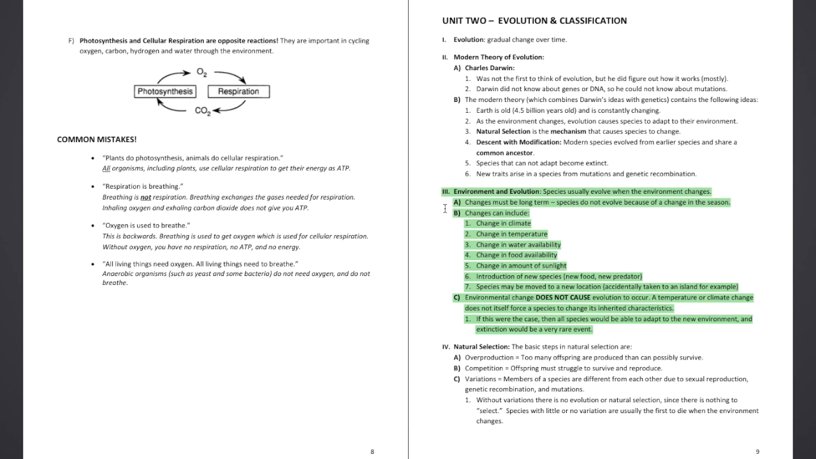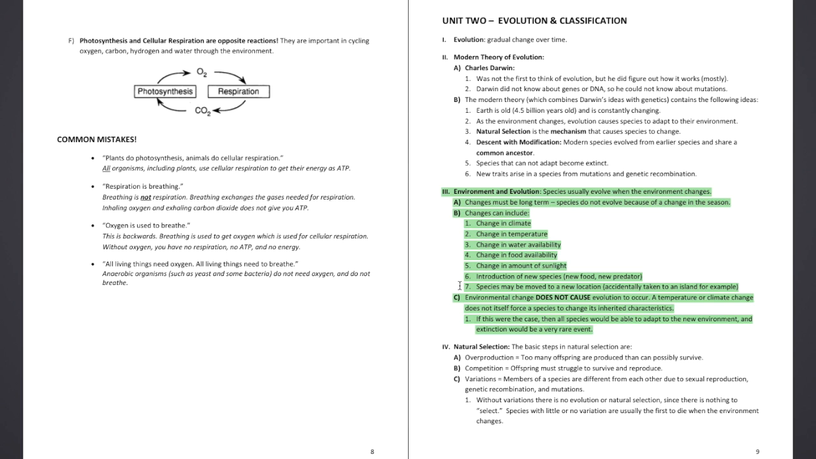A. Changes must be long-term. Species do not evolve because of a change in the season. B. Changes can include 1. Change in climate. 2. Change in temperature. 3. Change in water availability. 4. Change in food availability. 5. Change in amount of sunlight. 6. Introduction of new species, new food, new predator.